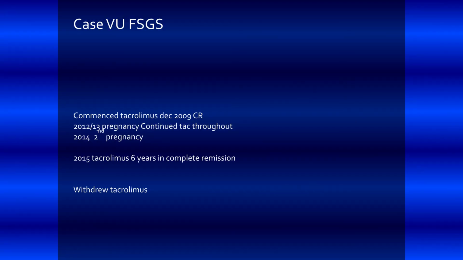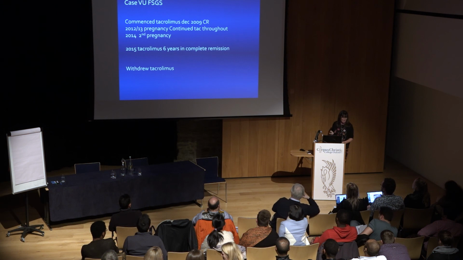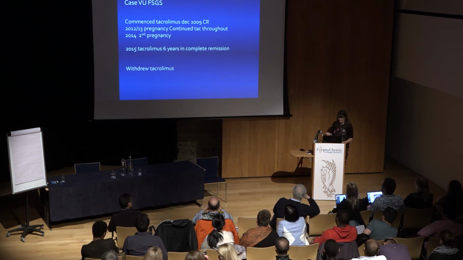So she commenced tacrolimus in December 2009, and just when we were thinking about withdrawing it, she decided she wanted to try and get pregnant. So she had a pregnancy in 2012-13, and then that went well, so she wanted to carry on and get through a second pregnancy, which she did in 2014. So when I asked you how long you treat her for, and you all laughed when I said 5 years, we suddenly got to 2015, and she'd been on tacrolimus for 6 years in complete remission with 2 successful pregnancies.